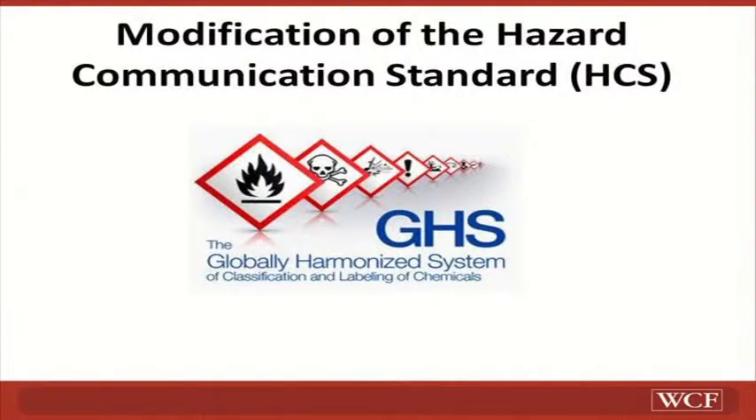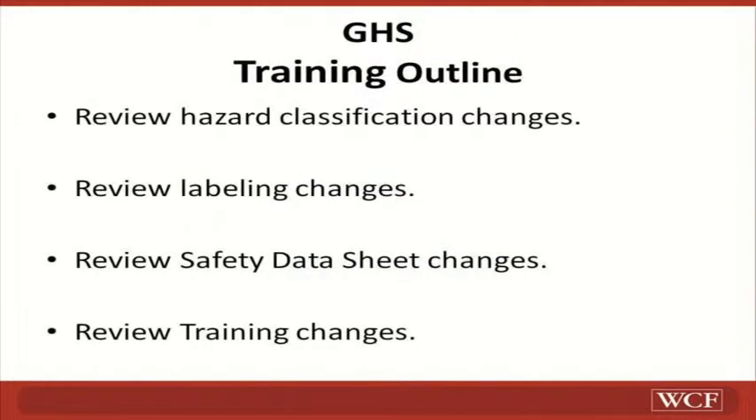The Hazard Communication Standard is an OSHA standard that requires employers to help employees understand the safe work practices and hazards that are associated with chemicals that they may have to use in the workplace. The GHS is going to change the way we look at chemicals, how they are classified, how they are labeled, the safety data sheets that are used to provide information about those chemicals, and training changes that will happen as a result of this upgrade.